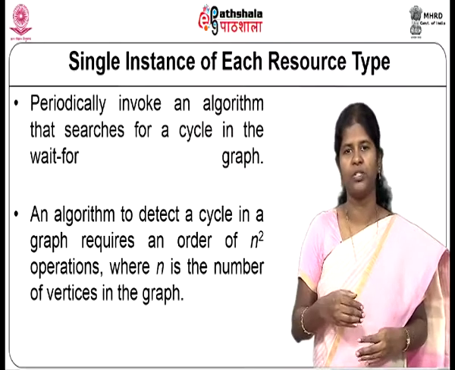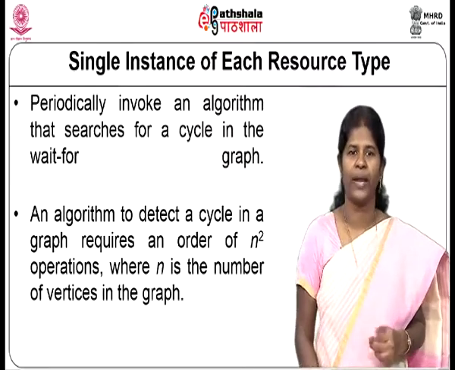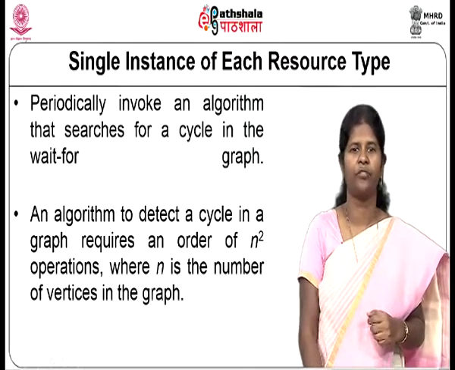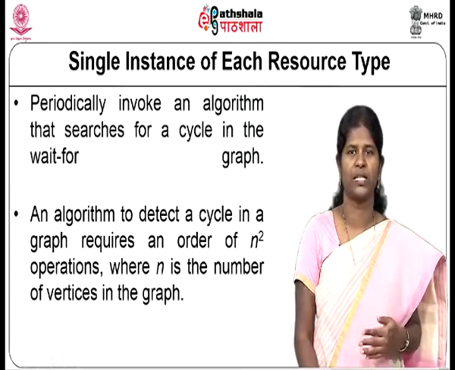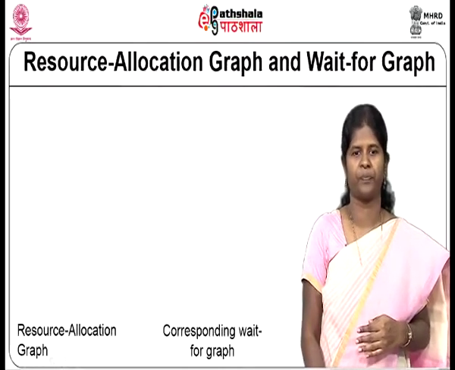But this algorithm to detect a cycle in a graph requires on the order of n squared operations, where n is the number of vertices in the graph, which corresponds to the number of processes involved in the system.